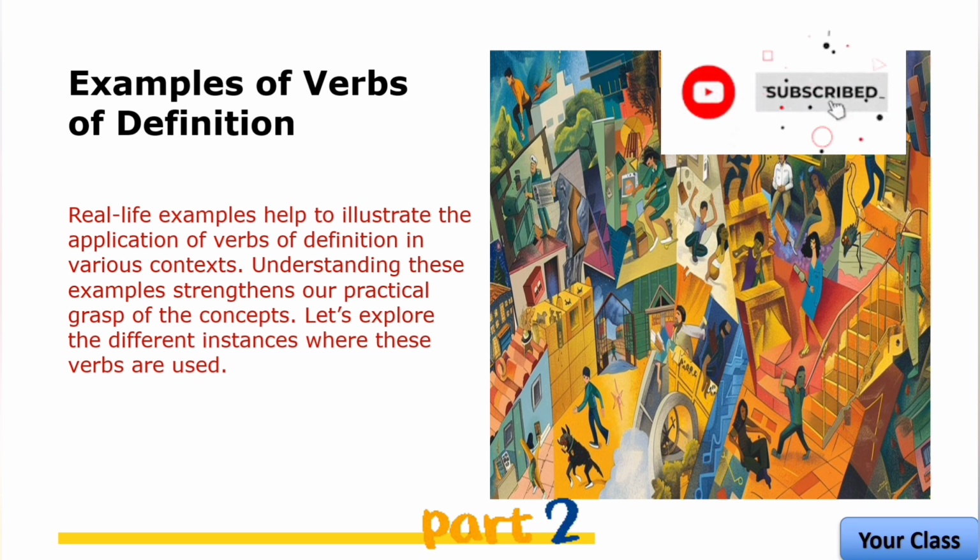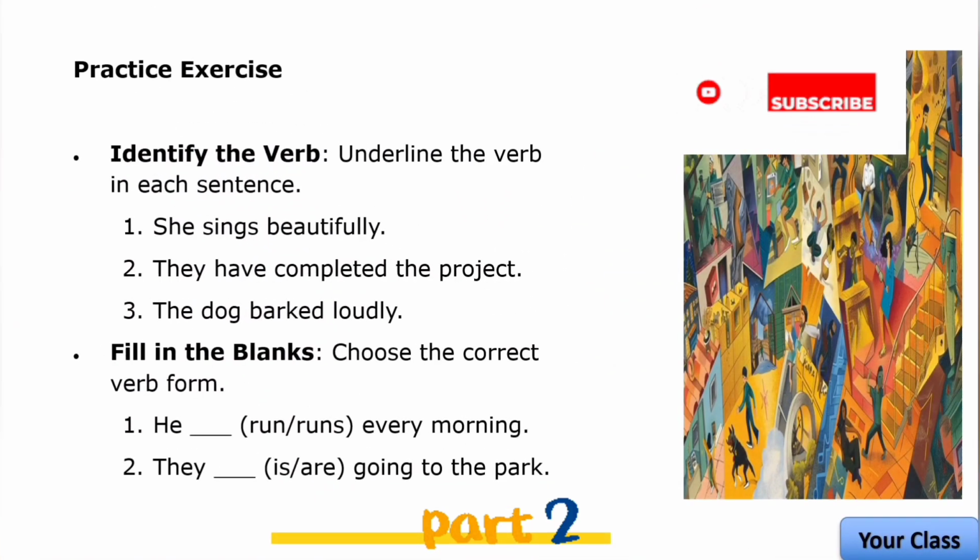Alright, it's practice time. Let's put your knowledge to the test and see how well you can identify verbs and use them correctly. Ready, let's go. Practice exercise part 1. Identify the verb. In each sentence below, underline the verb. Remember, the verb expresses an action or a state of being. For example, she sings beautifully. Number 2, they have completed the project. Number 3, the dog barked loudly.